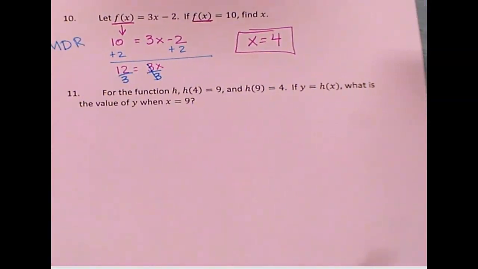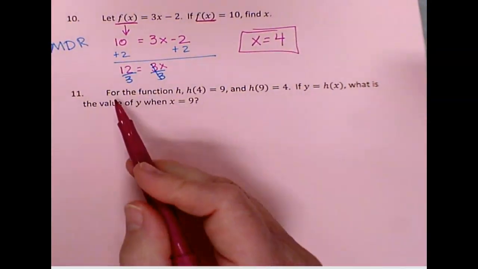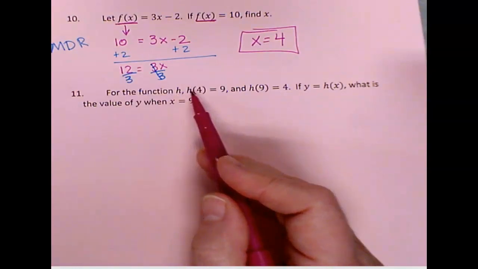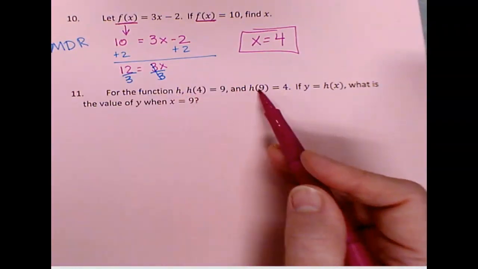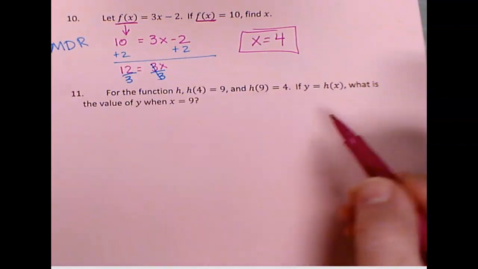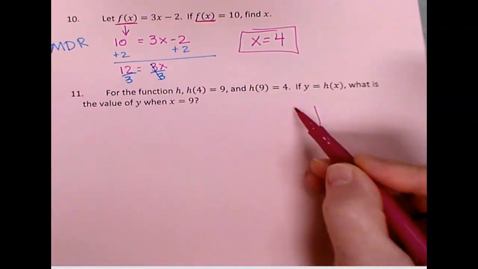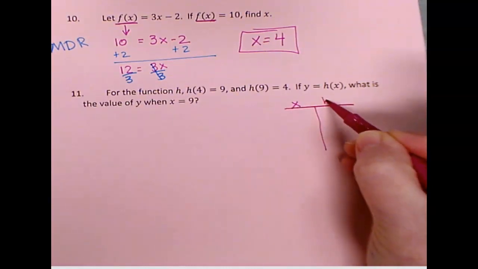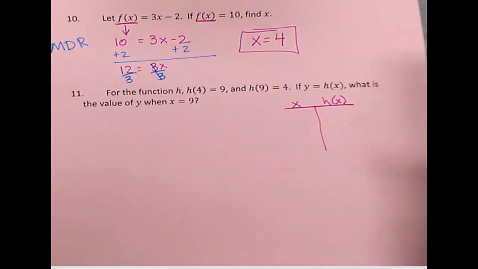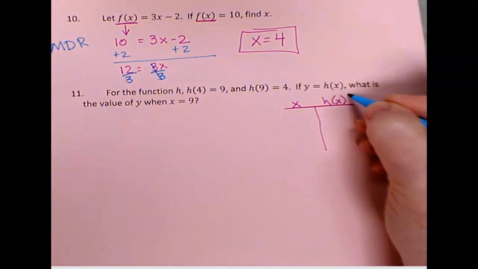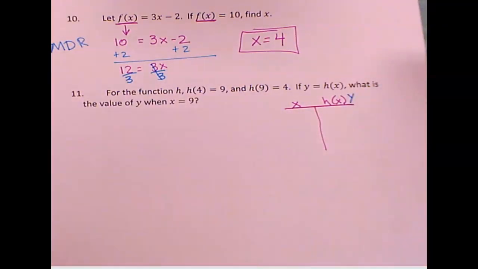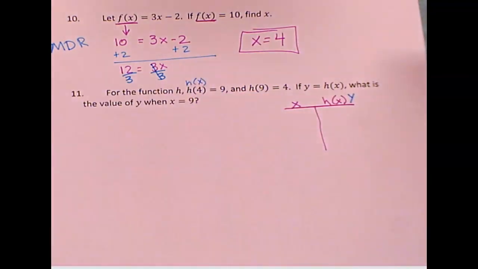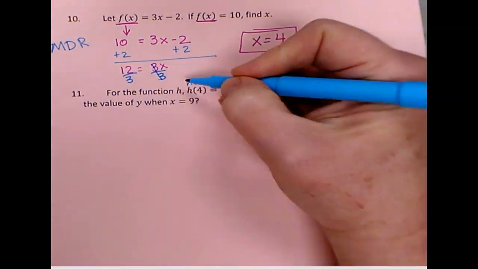Here's another one of those crazy type of problems. If the function h, then I have h of 4 equals 9 and h of 9 equals 4. And so to help me figure that out, I'm going to make a table. And h of x is also known as y. So this would be how our function notation is written.